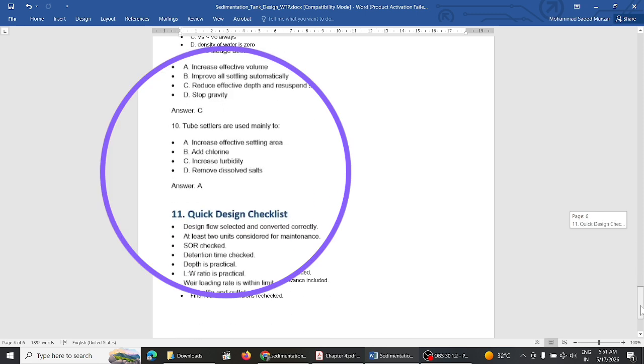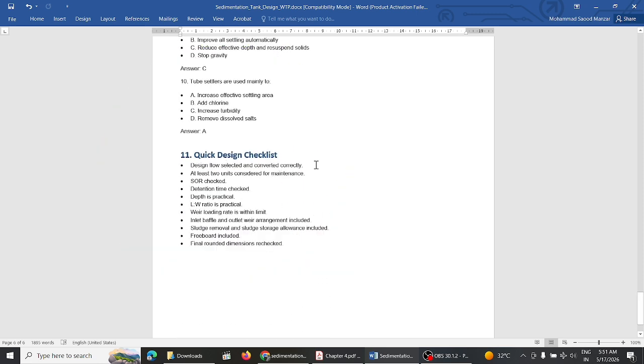Now this is the quick design checklist. Design flow selected correctly, at least 2 units, SOR check, detention time check, depth is practical, L upon W ratio is practical, weir loading rate should be within limit. If it is not, you have to again do hit and trial, whether you vary the depth, the detention time, or the length to depth ratio.